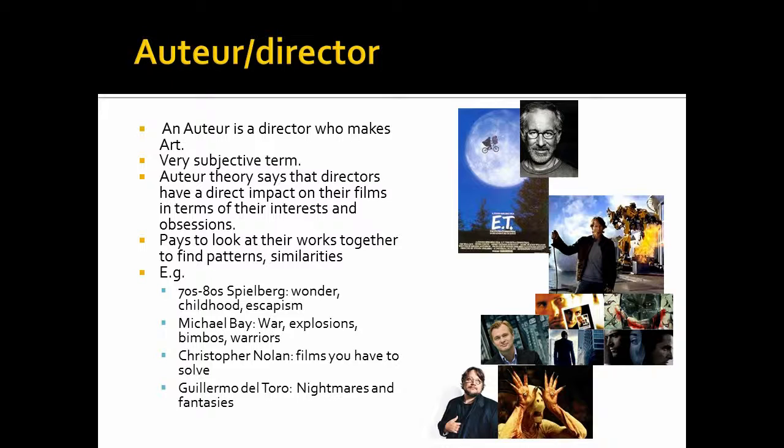It says that directors shape things based on their interests, their beliefs, their point of view. And if you look at groups of their works together, you'll find patterns and similarities. So, for example, 1970s to 1980s Steven Spielberg, his big themes were wonder and childhood and escapism in films like E.T. Michael Bay, his Transformers films, for example, he deals in war, explosions, bimbos, and warriors. Christopher Nolan likes films you have to solve. Memento, the Dark Knight films, The Prestige, and Inception are all films that you have to solve to make sense of them. Guillermo del Toro deals in nightmares and fantasies, and so Pan's Labyrinth, I've got a picture of there from Pan's Labyrinth. He likes to deal in films that create a dark, twisted fairy tale in reality.